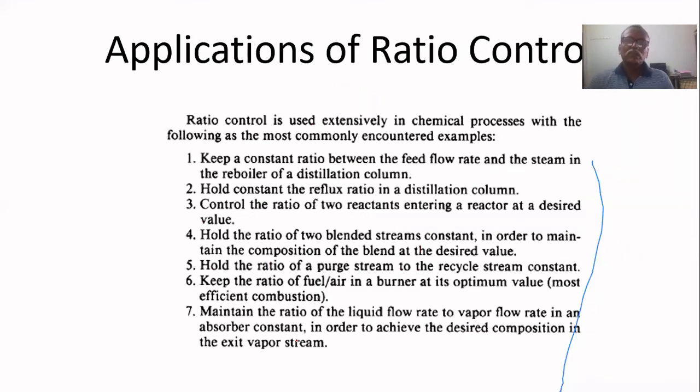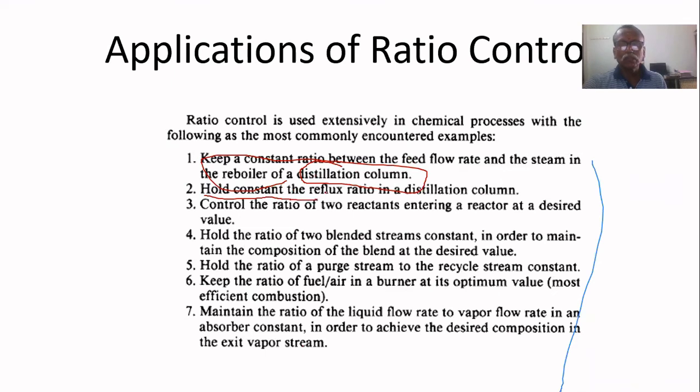Then, what are the applications of ratio control? Ratio control is used extensively in chemical processes, with the following most commonly encountered examples. Keep a constant ratio between feed flow rate and steam in a reboiler of a distillation column. Feed flow rate and steam. If you want to maintain a constant ratio, then you can use that in a distillation column. In a distillation column reboiler, to supply heat to the bottom liquid, it maintains a ratio between feed flow rate and reboiler steam supply.